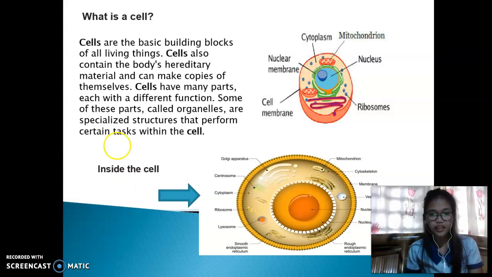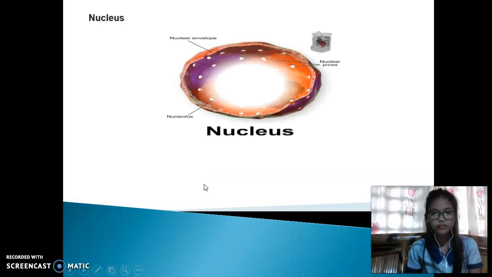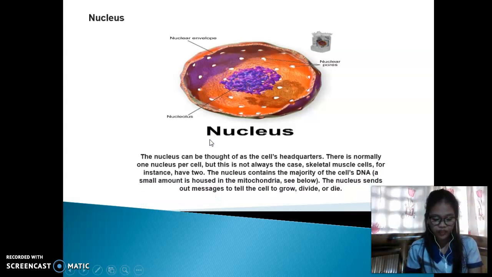This is the inside of the cell. The next is the nucleus. This is the picture of the nucleus. The nucleus is separated from the rest of the cell by a membrane called the nuclear envelope. Nuclear pores within the membrane allow small molecules and ions through, while larger molecules need transport proteins to help them through.